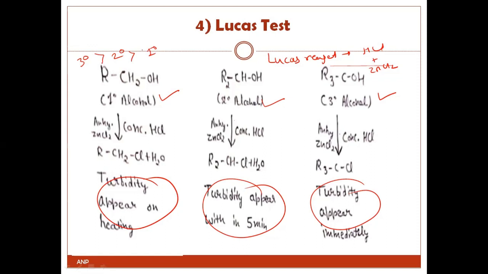So initially alcohol is mixed with concentrated HCl and zinc chloride. The alkyl chloride which is formed is insoluble in the medium. It causes the solution to become cloudy before it separates as a distinct layer. With the tertiary alcohol, cloudiness appears immediately. With secondary alcohol, cloudiness appears in 5 minutes, and with primary alcohols, the solution remains clear. This is because primary alcohols do not react with Lucas reagent at room temperature. High temperature is required for primary alcohols.